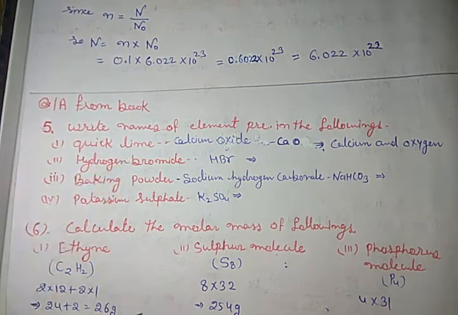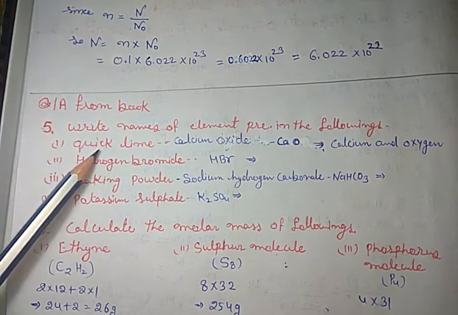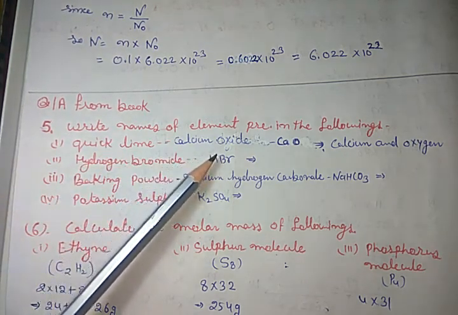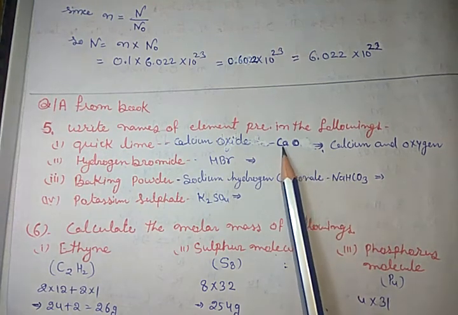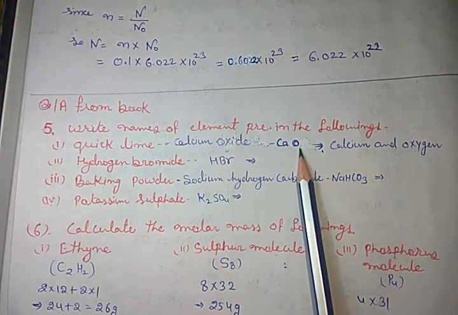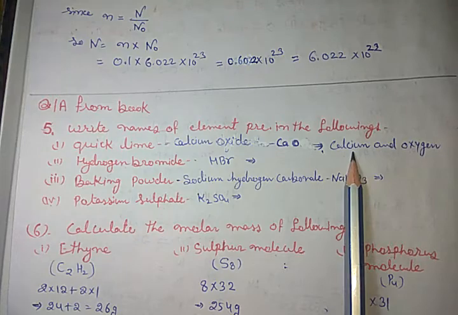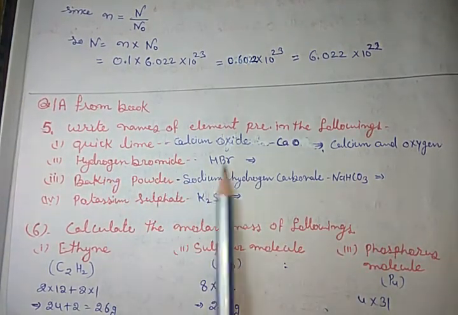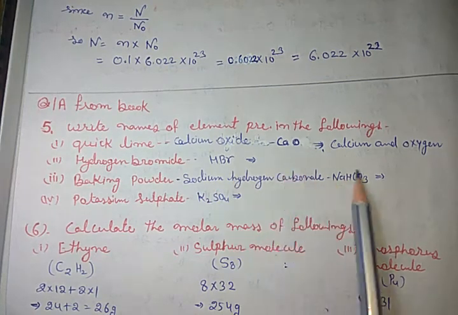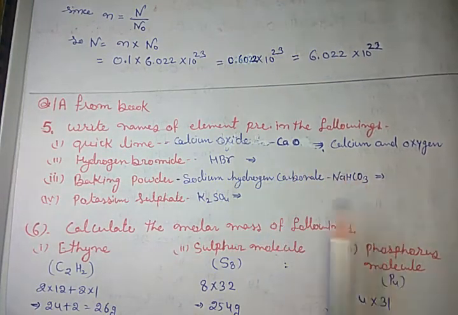First is quicklime. Quicklime is the general name and its chemical name is calcium oxide. So its chemical formula becomes CaO. So there are two elements, one is calcium and the other is oxygen. So the answer is: elements are calcium and oxygen. Similarly, hydrogen bromide, HBr. So you can tell that one is hydrogen and one is bromine.